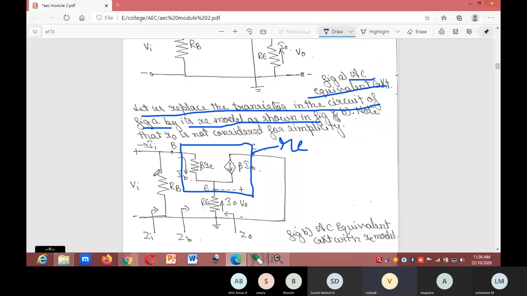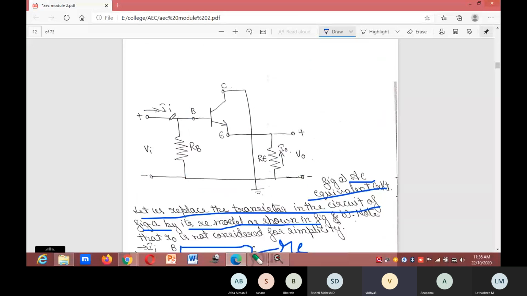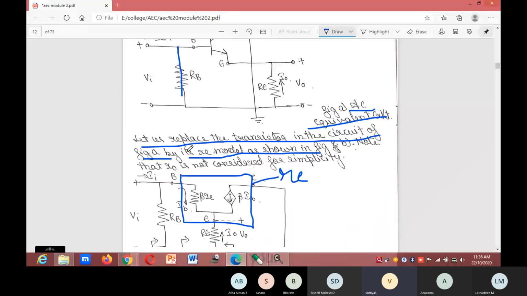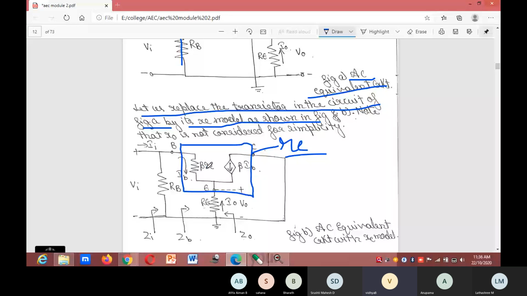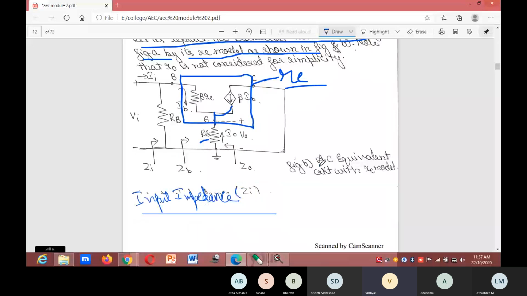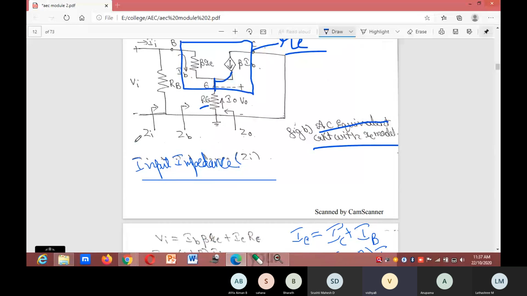In these connections, the input voltage is applied at the base, and RB is connected. From base, we add the re model, that is beta re, and from the emitter, a resistance is connected, that is RE. From the emitter again, there is beta I0. This is the AC equivalent circuit with re model. From this diagram, we need to find the input impedance, output impedance, voltage gain and current gain.